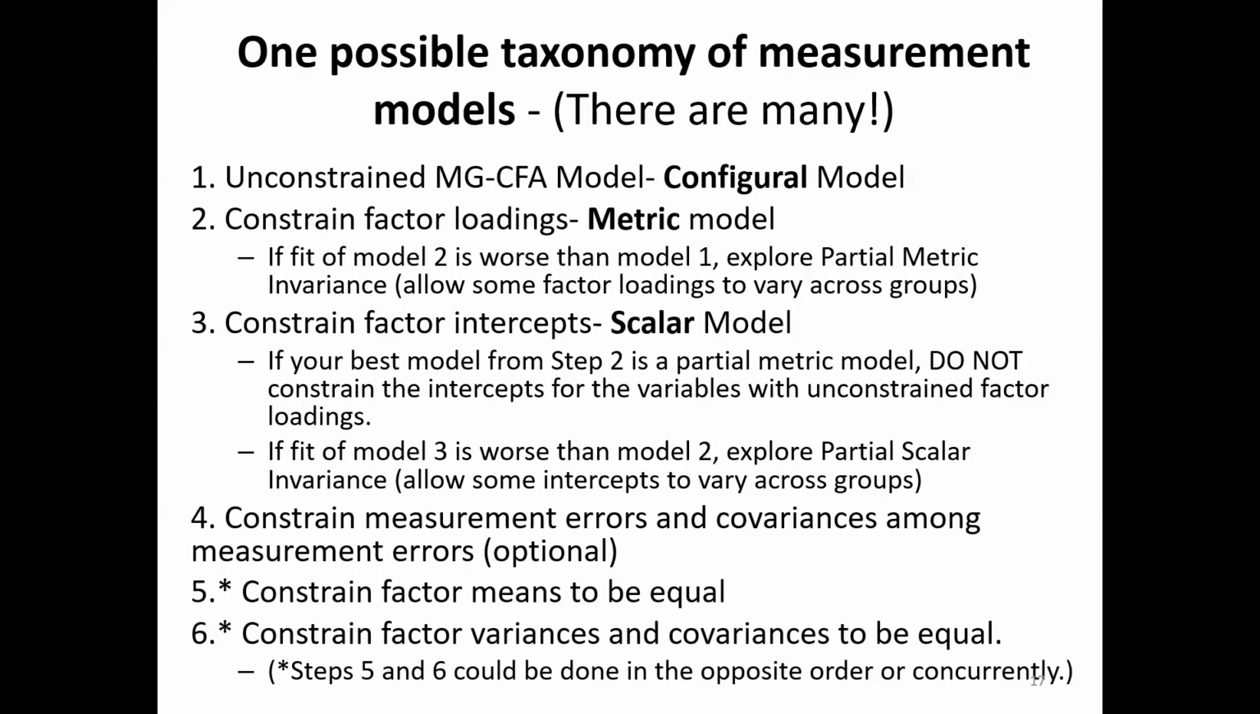But let's assume we get through steps 2 and 3. Then we can constrain the measurement errors and the covariances among the measurement errors to be equal. Here's another point. You would never constrain the covariance between two measurement errors to be equal if you didn't constrain the variances. Why? Why wouldn't I constrain the covariance between measurement errors to be equal if I don't constrain the variances to be equal? I mean, it doesn't make sense to me anyway. But why do you think it doesn't make sense to me?